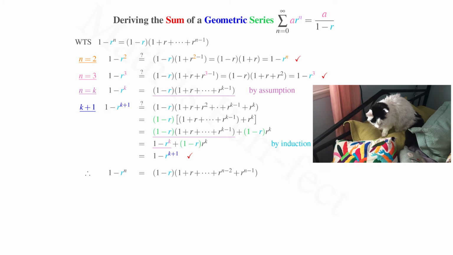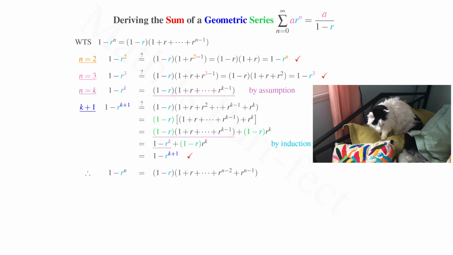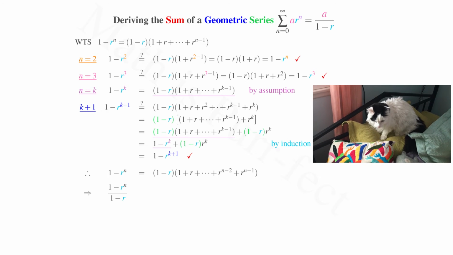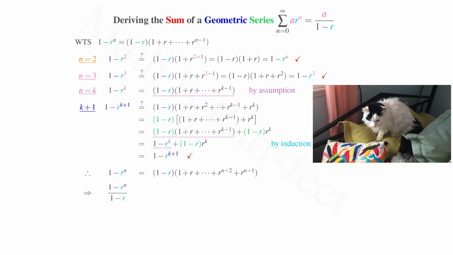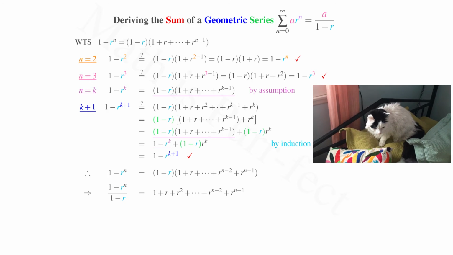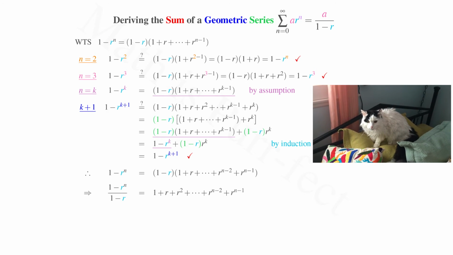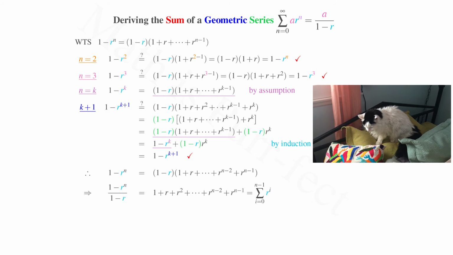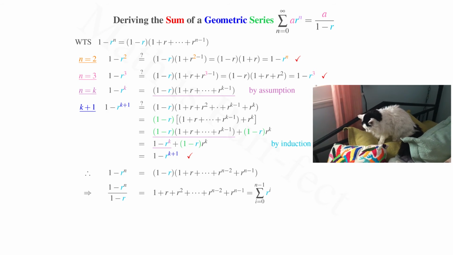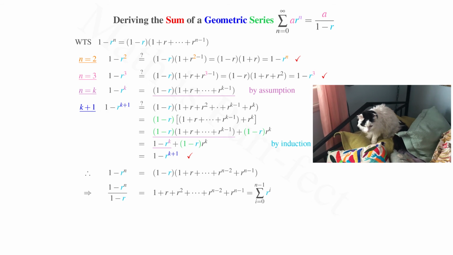Dividing both sides of this equality by the factor 1 minus r gives us that the quotient 1 minus r to the n over 1 minus r is equivalent to 1 plus r plus ... plus r raised to the n minus second plus r raised to the n minus first, which can be written in summation notation as the sum, sigma, as index i counts from 0 to n minus 1, of r raised to the index i.